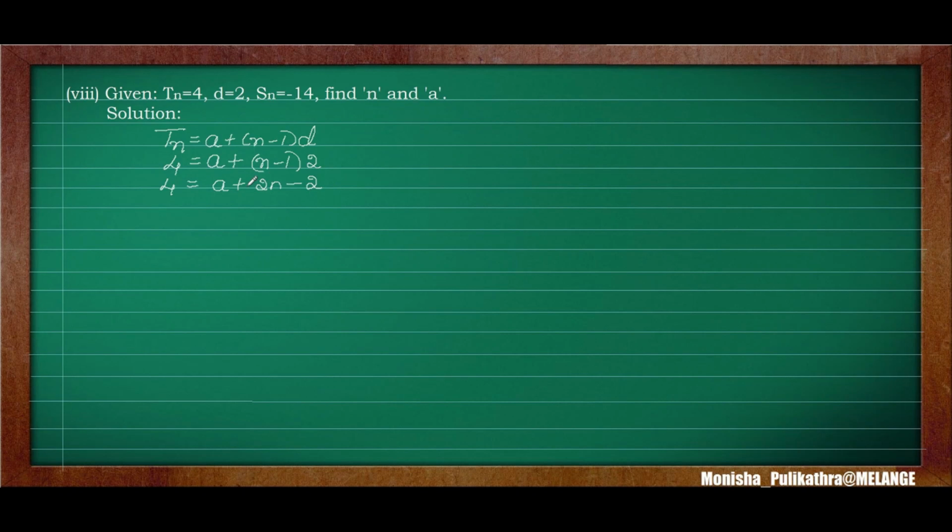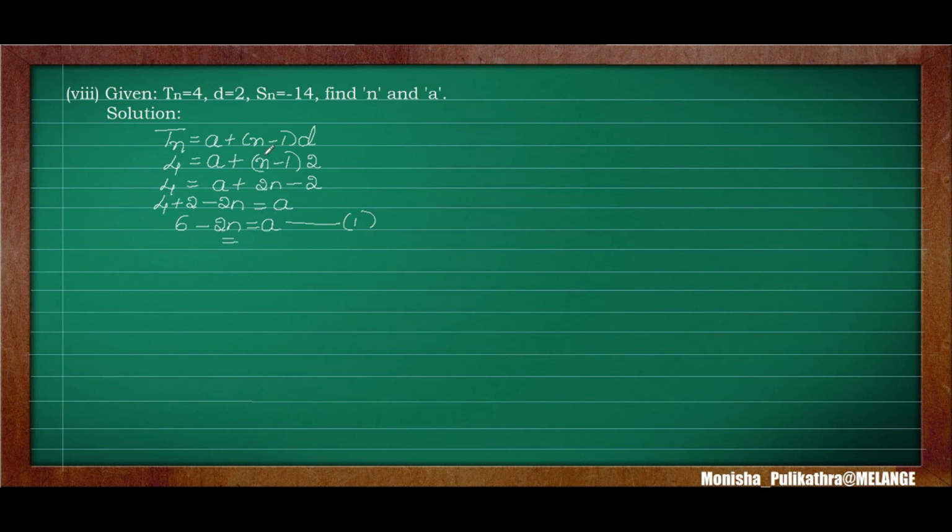So let it be an equation. We can take a is equal to, so I will be shifting these two terms to the left hand side. So it will become 4 plus 2 minus 2n is equal to a. So 4 plus 2 is 6 minus 2n. So this will be the equation for the first term a. Let it be equation number 1. Okay, a is equal to 6 minus 2n.